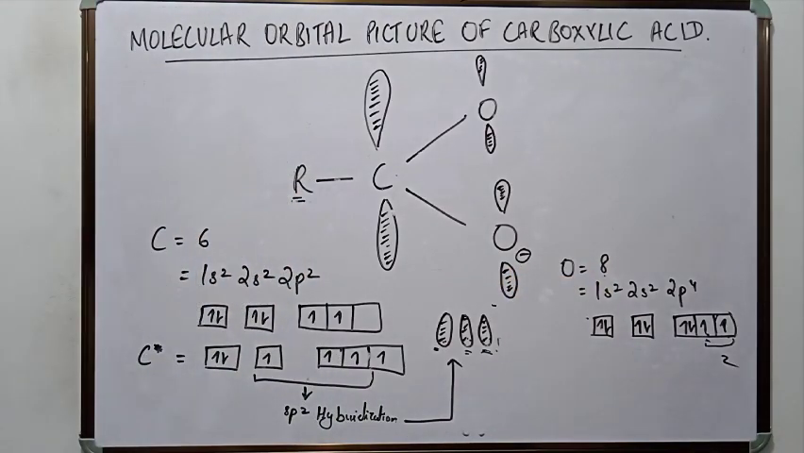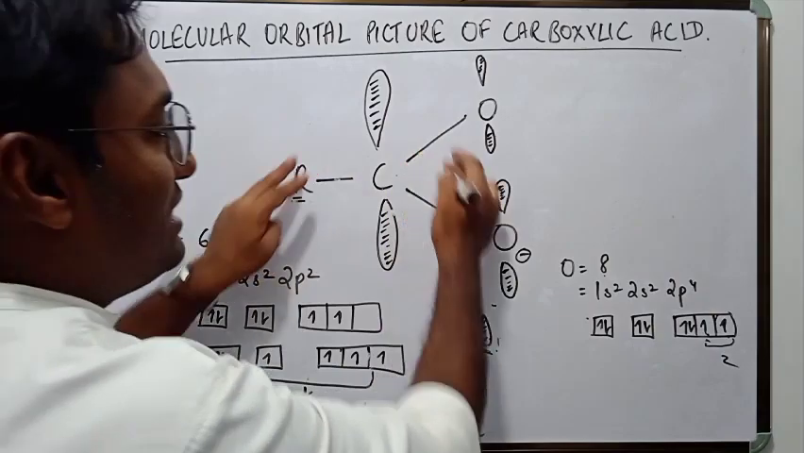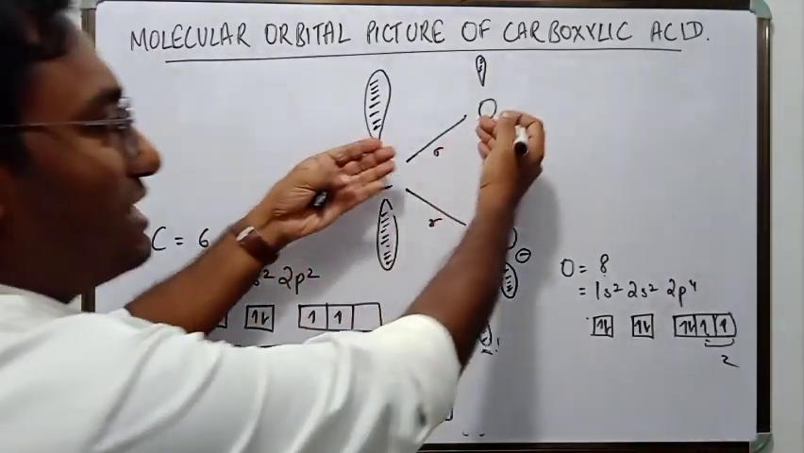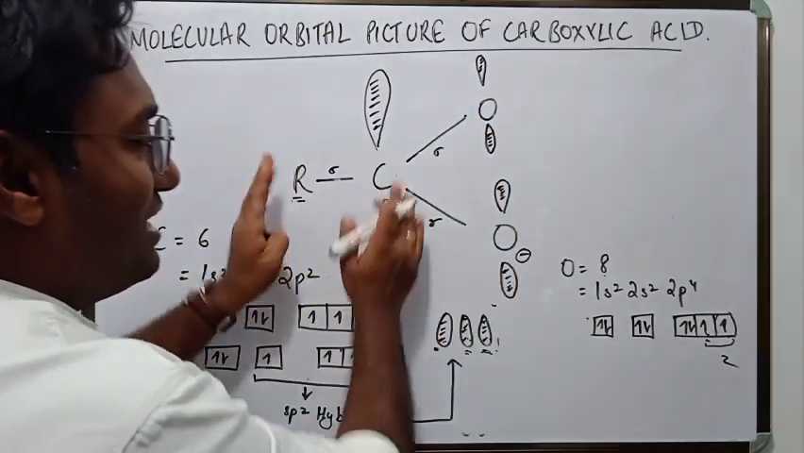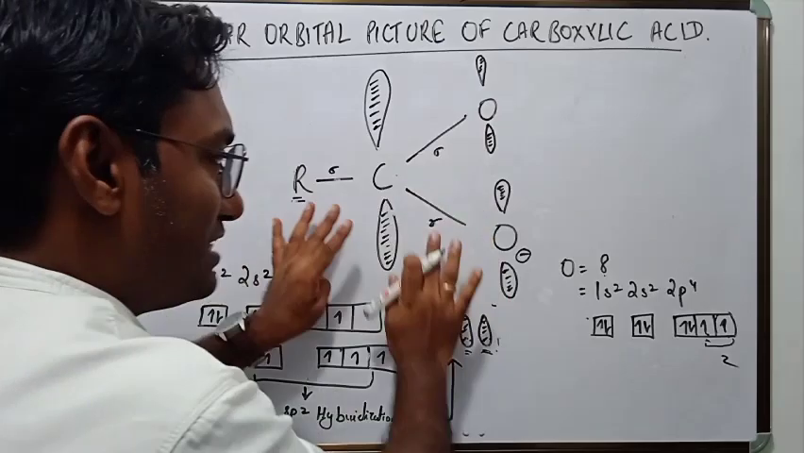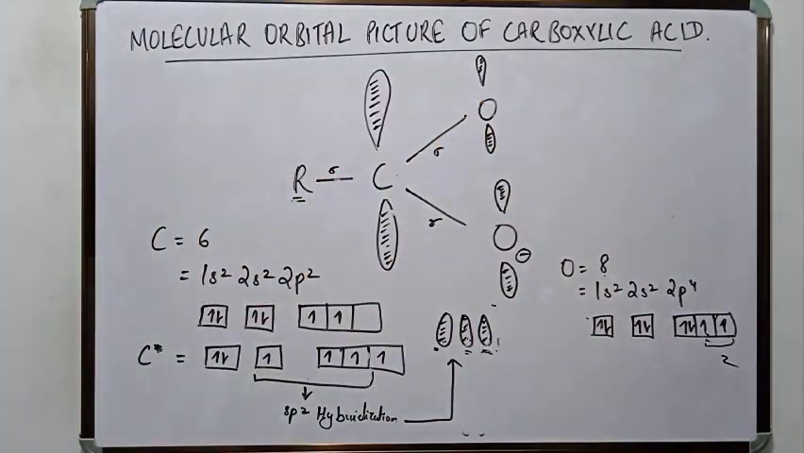Fine? Is it okay? So we have got three sigma bonds here, correct? Because a head-on overlap has taken place in all the cases. Okay, forget about the orbitals. The head-on overlap has taken place, so a sigma bond is there.